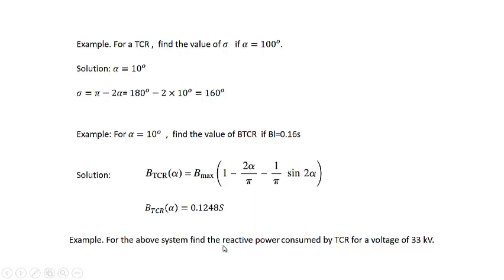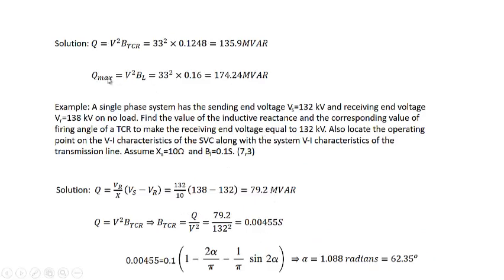For the above system, find the reactive power consumed by the TCR for a voltage of 33 kV. So we need to find out the reactive power consumed. That is simply Q equal to V square BTCR. V square is this, BTCR is this. This is the maximum value of the reactive power consumed by the TCR.